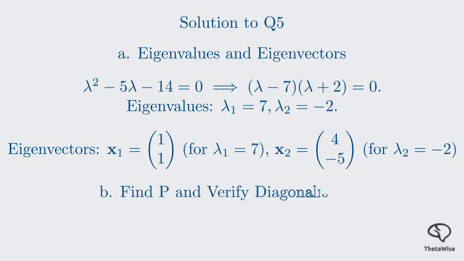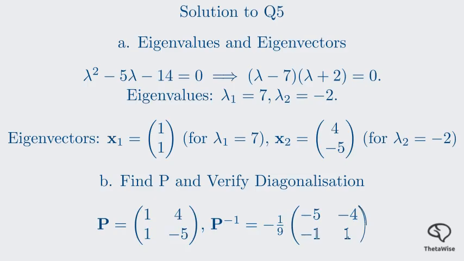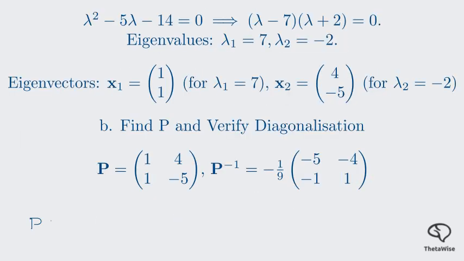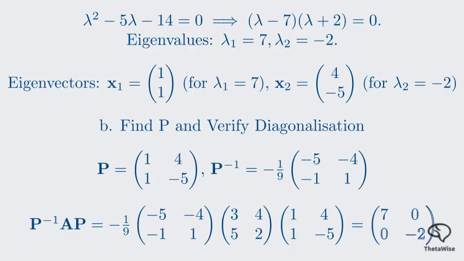Part B, verification. The diagonalizing matrix P is formed by the eigenvectors: [1, 4; 1, negative 5]. Its inverse is negative 1 over 9 times the matrix [negative 5, negative 4; negative 1, 1]. Calculating the product P inverse AP gives us the diagonal matrix [7, 0; 0, negative 2]. This verifies that we have diagonalized the matrix A.